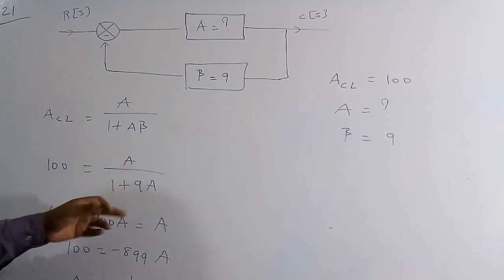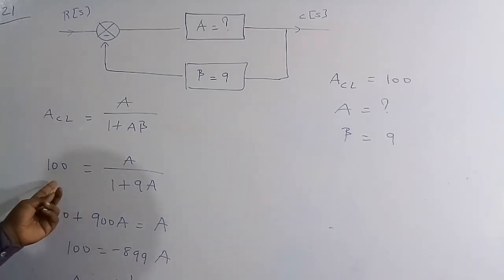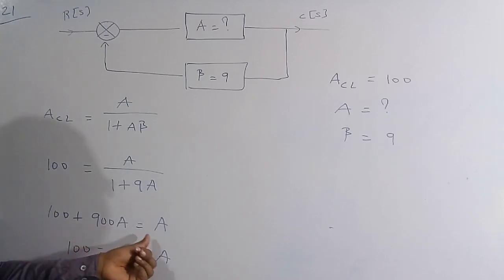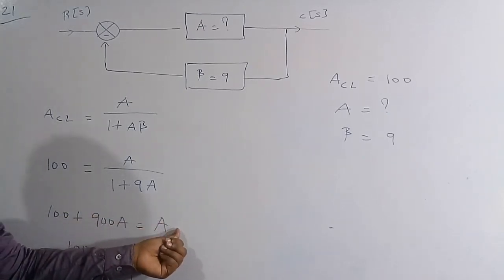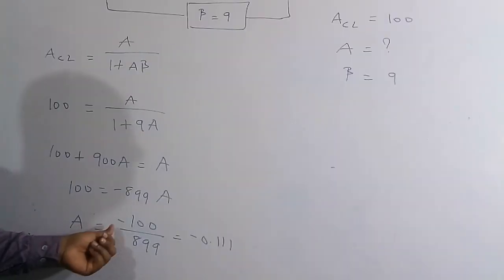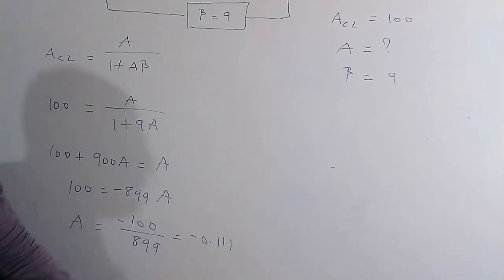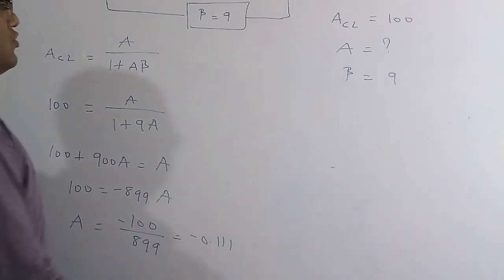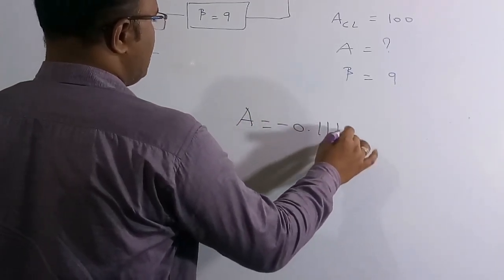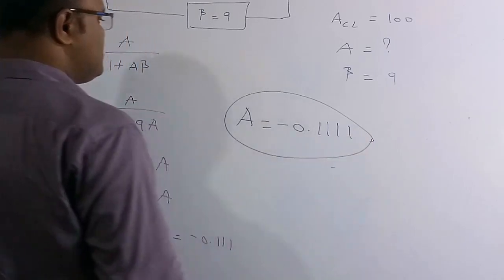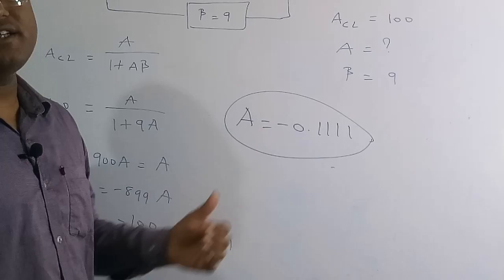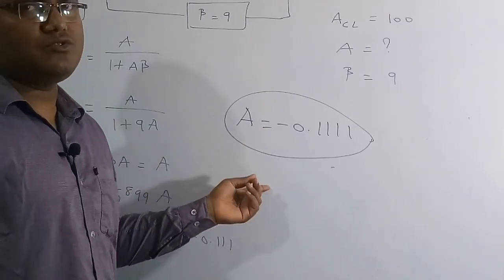Substitute here, and there is only one equation with one unknown. Now we do the cross multiplication. Therefore 100 plus 900 A is equal to A. The 900 A goes to the right side, and we get 100 is equal to minus 899 A. So A is equal to minus 100 by 899, which is minus 0.1111. Therefore the value of the open loop voltage gain will be minus 0.111. This is the accurate solution of this question, but this answer is not present in any of the options. So we can say this is the correct solution of this question.